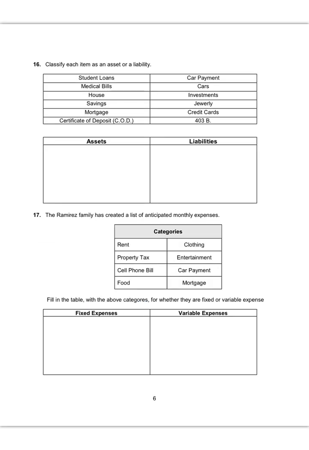All right. Number 16, classify each item as an asset or a liability. All right, so student loans, that is a liability. Those are bad things to you. Medical bills, this is a liability. So I've done this one, done this one. A house is a good thing. The value of my house is good. Savings is a good thing. Mortgage is bad. This is what I owe to my house.